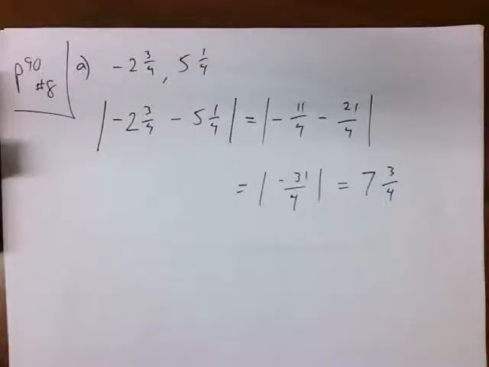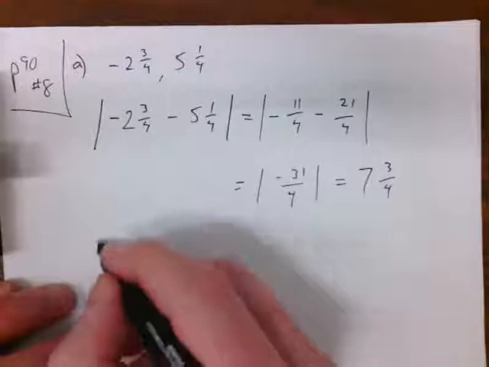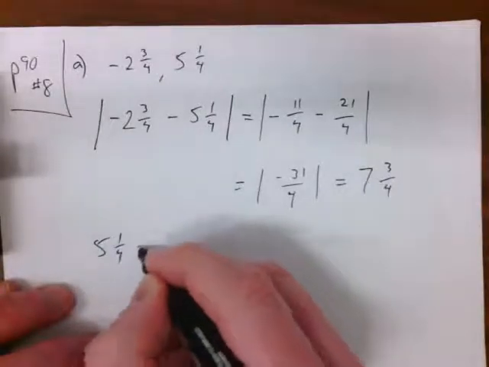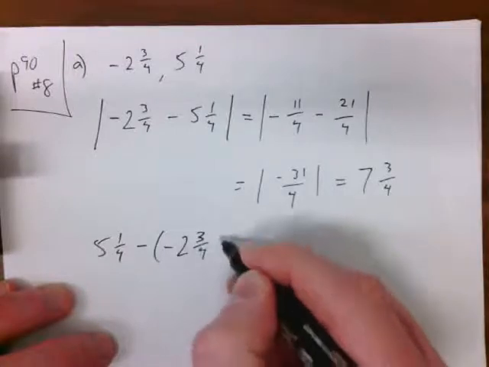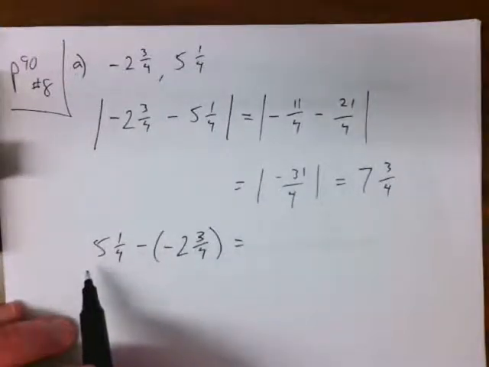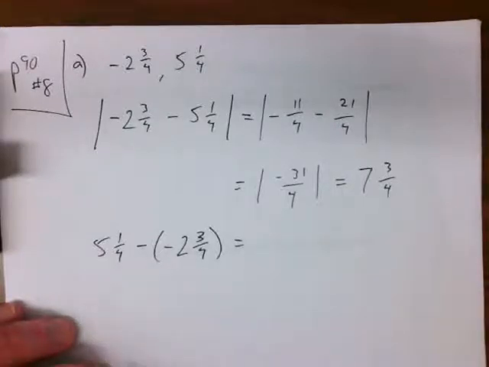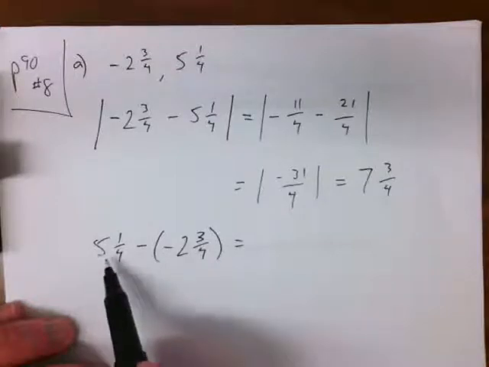Now, it says, how does it say? Write two expressions. Well, just switch them around. Doesn't matter. So I could have 5 1/4 minus negative 2 3/4. Those negatives cancel, and I promise you it works out the exact same way. I just realized I didn't have to combine the fractions. We could combine the numbers here.